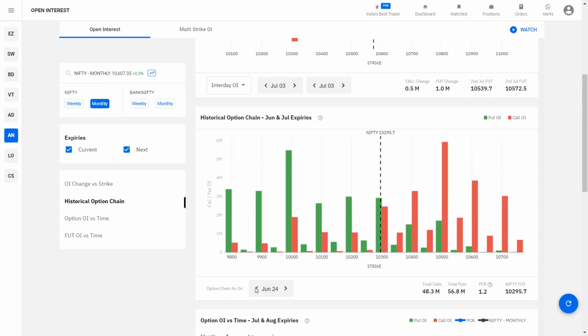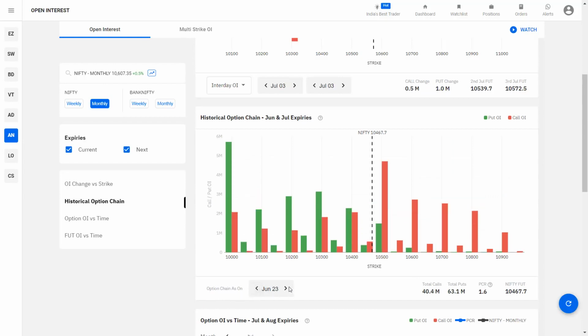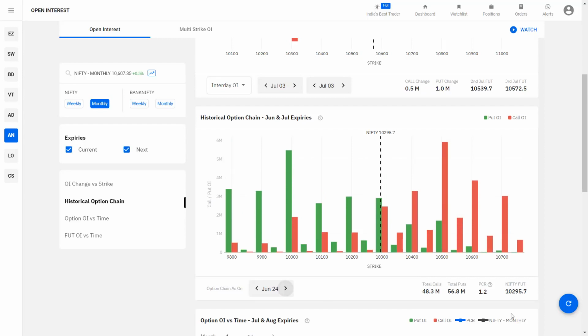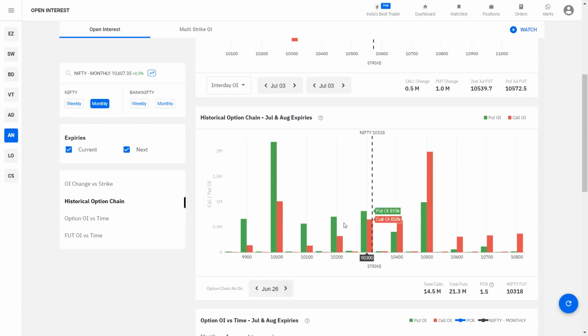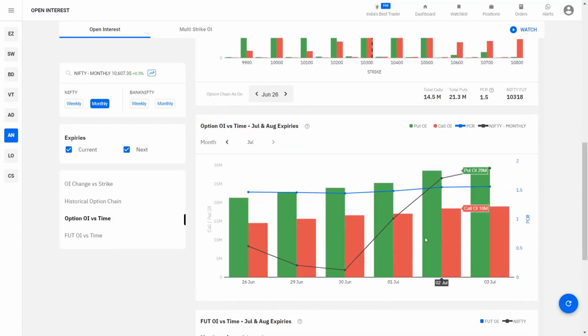And interestingly, between June 23rd and June 24th, a lot of calls were added and you can see the market fell around 1%. Again, calls, puts. So basically as calls increase here, the market goes up, puts increase here, market goes down.